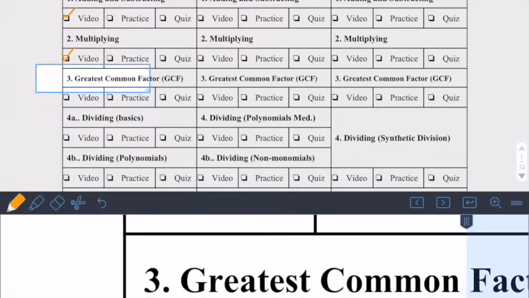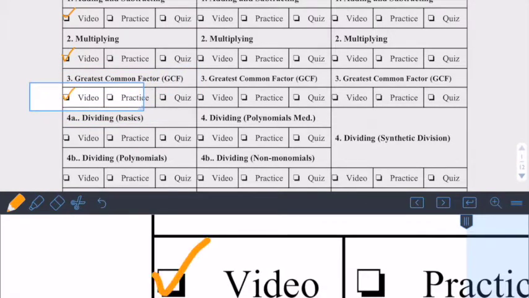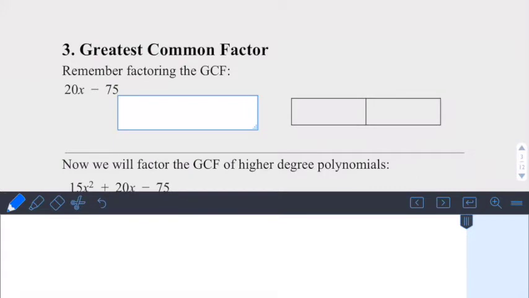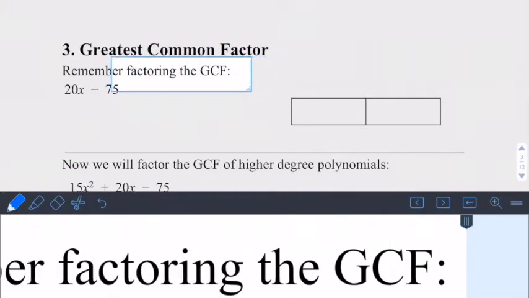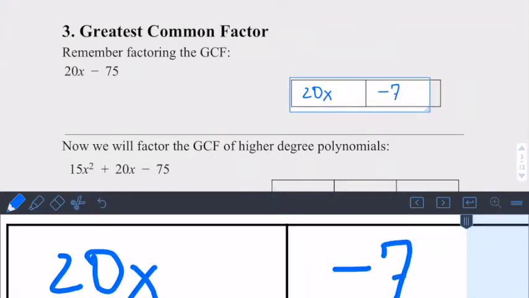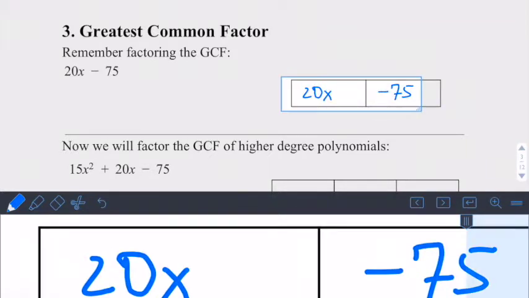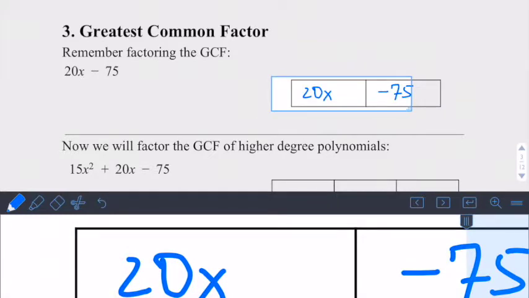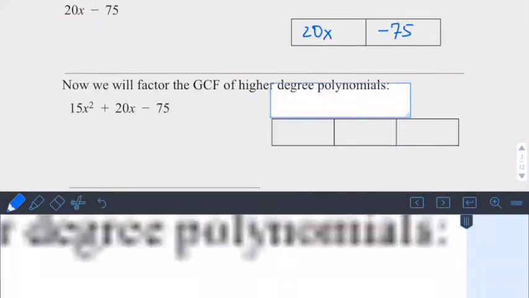This is tier 1, greatest common factor of polynomials. Remember, factoring is the opposite of multiplying, so I'm starting with 20x minus 75. I want to look at 20 because it's the smaller one, to find what factors we have.